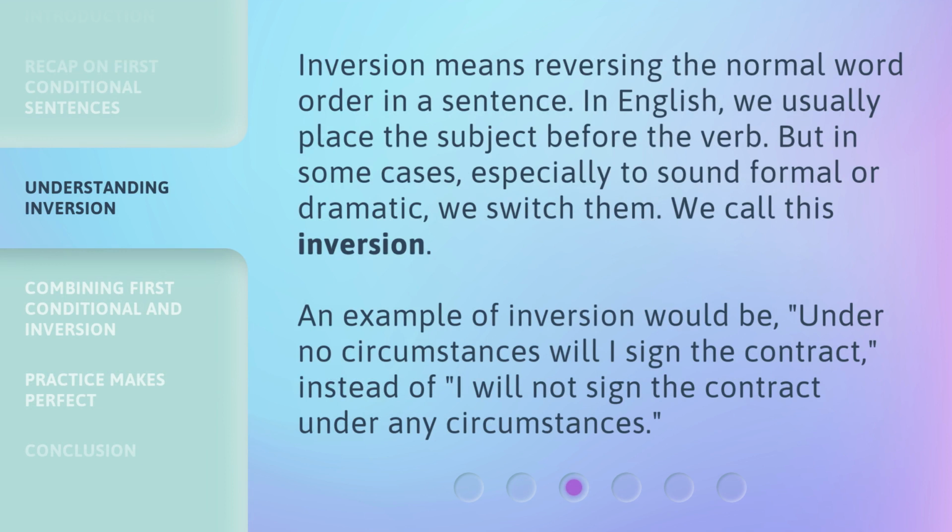Inversion means reversing the normal word order in a sentence. In English, we usually place the subject before the verb, but in some cases, especially to sound formal or dramatic, we switch them. We call this inversion. An example of inversion would be, under no circumstances will I sign the contract, instead of, I will not sign the contract under any circumstances.